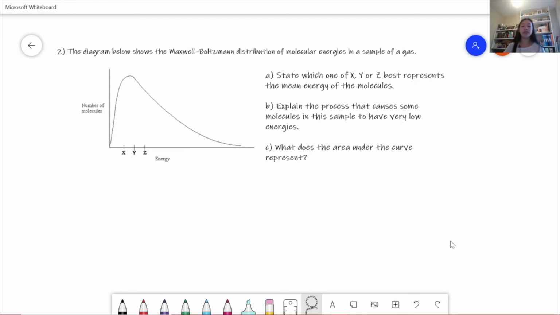So for number 2, well, before I get into it, you can feel free to pause the video and try it out for yourself first. The diagram below shows the Maxwell-Boltzmann distribution of molecular energies in a sample of gas. For A, state which one of X, Y, or Z best represents the mean energy of the molecules.